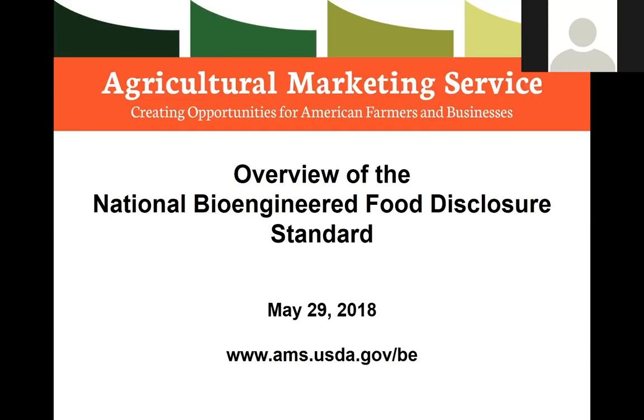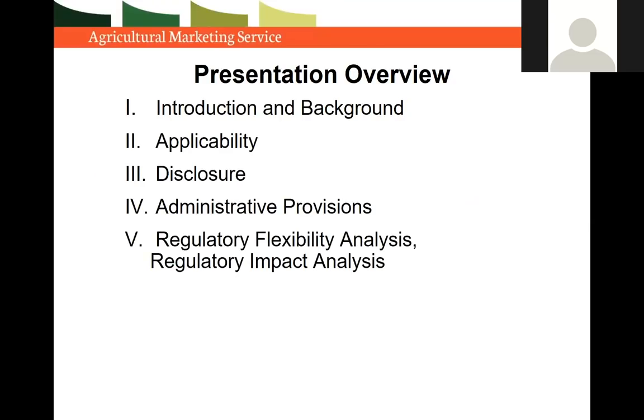So let's begin. On May 4th, 2018, the United States Department of Agriculture published a notice of proposed rulemaking in the Federal Register to establish a national mandatory bioengineered food disclosure standard. The purpose of this webinar is to provide an overview of the proposal. The proposal is divided into three major sections: applicability, disclosure, and administrative provisions. We will discuss each of these sections in turn. We will also provide an overview of the regulatory flexibility analysis and the regulatory impact analysis.